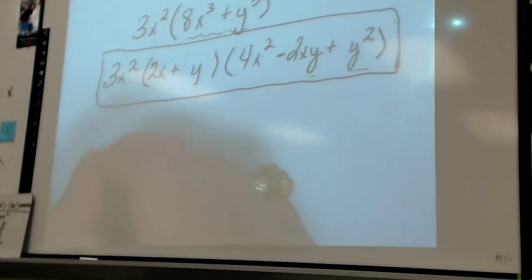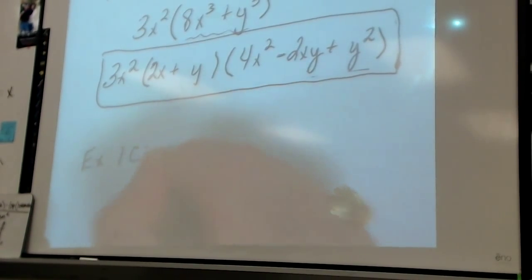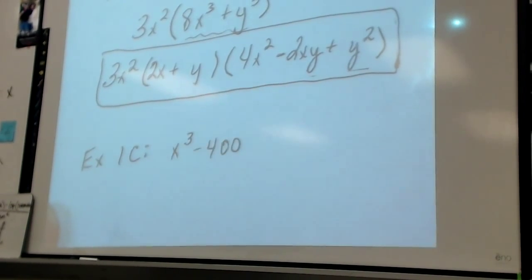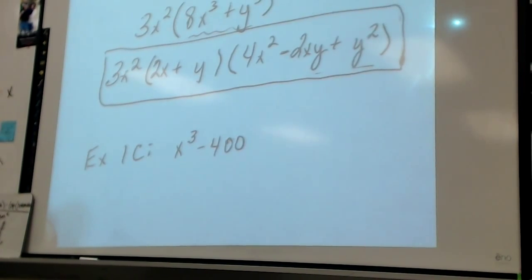Okay, one more. And this one won't take long. x cubed minus 400. Let me ask somebody besides Tanner. Ryan, what do we look for first? I heard you. You said it real quick. Go ahead and say it, Ryan. A GCF. Do we have a GCF? No. Okay. So, how many terms?